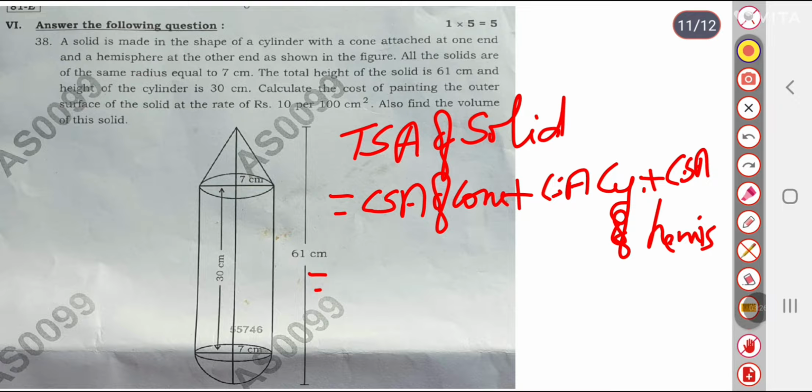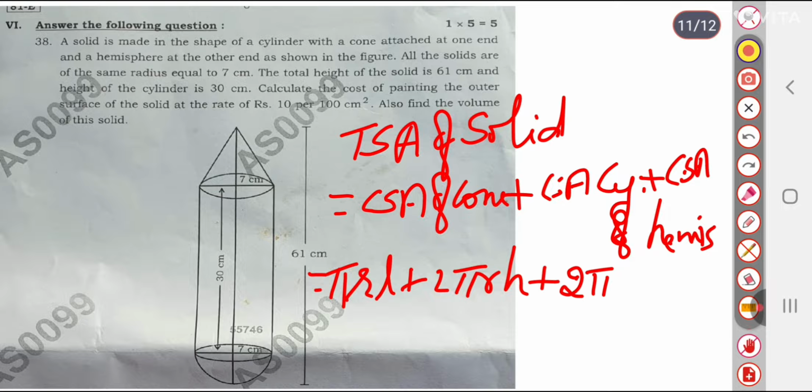CSA of the cone is pi RL. CSA of the cylinder is 2 pi RH plus CSA of the hemisphere is 2 pi R square. Here R is same for all. H we have to find out, and L we have to find out. See, L is the slant height. For that, what is given?